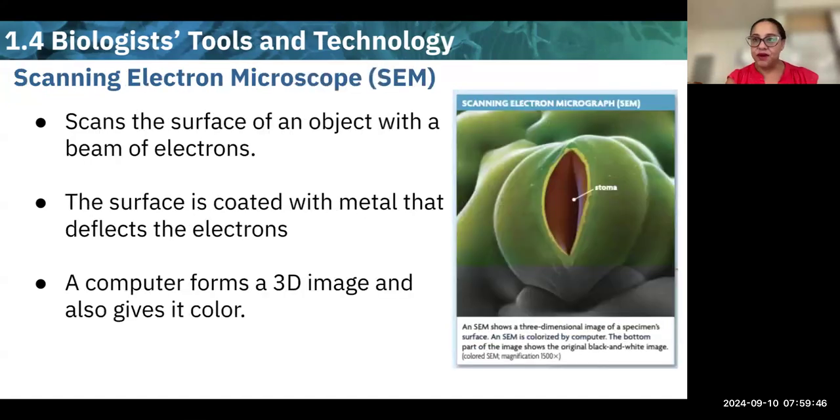A scanning electron microscope shows a little bit more detail, but it only scans the surface of an object, and it scans it with a beam of electrons. The surface is coated with metal that detects the electrons, and then a computer forms a 3D image and will give it color. So that image is actually black and white. The computer colorizes it for us. A scanning electron microscope shows the surface of something really small, and it makes it really big.